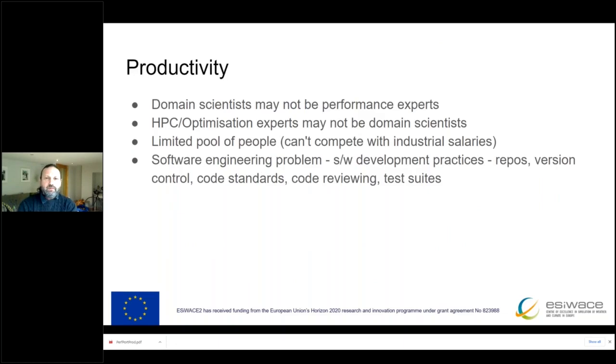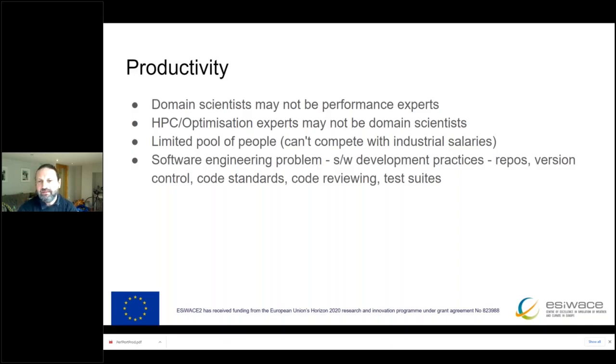So just a couple more points really on this. Domain scientists may not be performance experts, so you want to get science in there, but you also want to get it to be fast. So you may get some domain scientists that are both, but you may get some that aren't. And HPC optimization people may not be domain scientists, so they need to be able to interact with each other somehow. And of course, it's difficult to get a large number of people to work on this, because it's difficult to compete with industrial salaries.